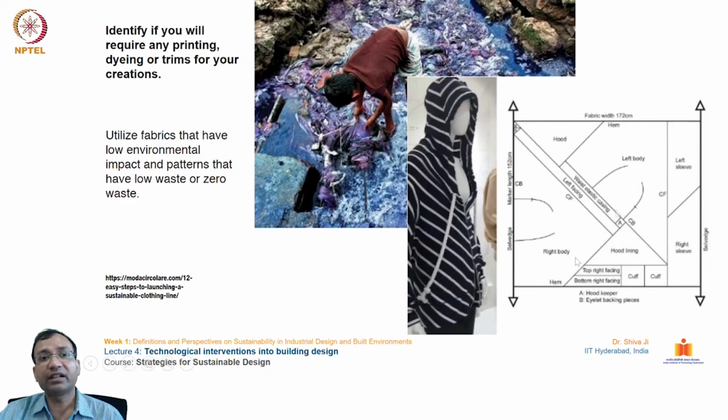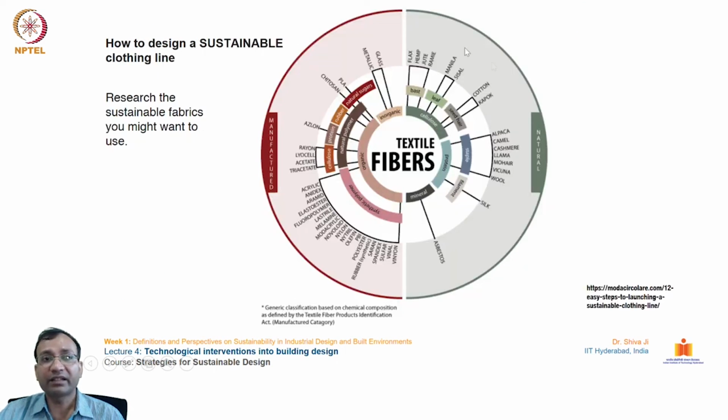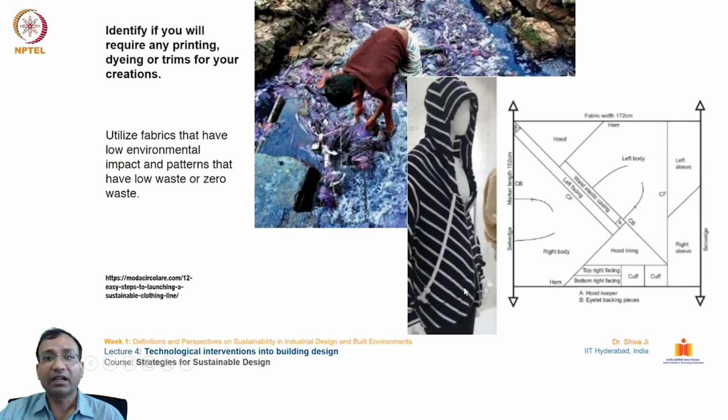So how can we responsibly select our fabrics and yarns from this circle, and how can we maximize the uses of it? You can see on this sketch on the right side how a piece of cloth can be utilized completely, taking the maximum benefit out of it. So utilizing fabric that has low environmental impact and patterns that have low waste or zero waste.